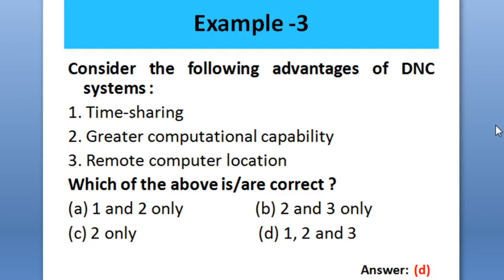In a DNC system, time sharing is possible, with greater computational capability and remote computer location. A central common computer is located away from the NC machine. Greater computational facility is there because the common computer is a powerful computer. Therefore, it is also correct. Time sharing is also possible. Therefore, the 3 statements are correct. The option B is correct.